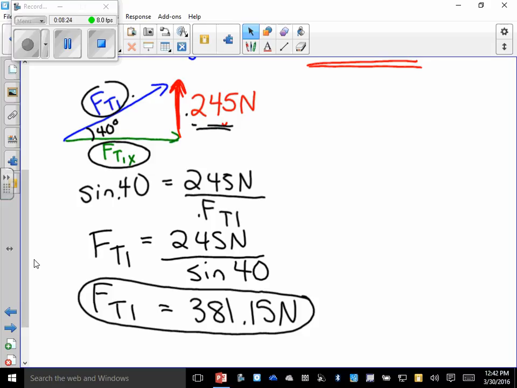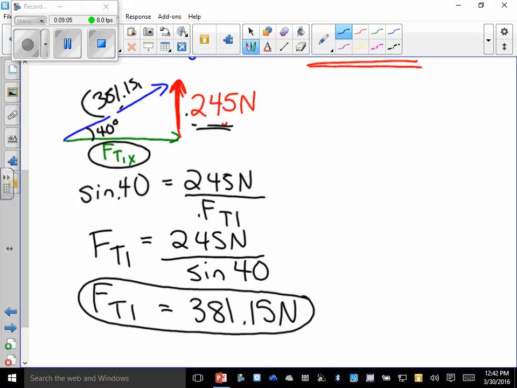So if I wanted to know this direction right here, I could use a couple of different things. I now have this to be 381.15 right there, so I could use opposite over adjacent. I could also use cos, adjacent over hypotenuse. Either way, sorry, tangent is opposite over adjacent. I think I want to use tangent because then I'm not using something I've already calculated. Yes, that is what I'm going to do. I'm just going to write this 381 in here because we found it.